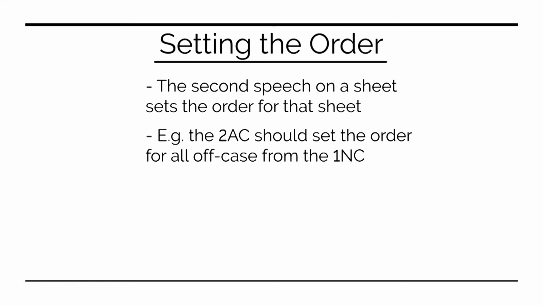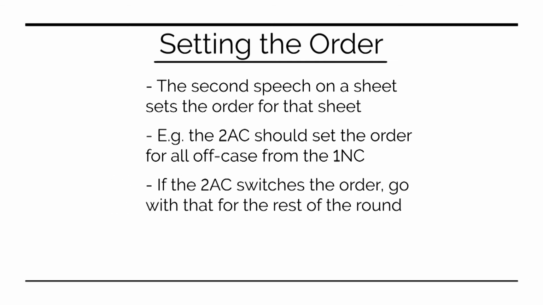And so yeah, I would say additionally for the affirmative sheets, the 1NC will set the order because that is the second speech. So if the 2AC decides to answer the impact of a disadvantage before the uniqueness, then that'll be the order that you should go in for the rest of the debate to make it a little bit cleaner and a little bit easier for the judge to flow.